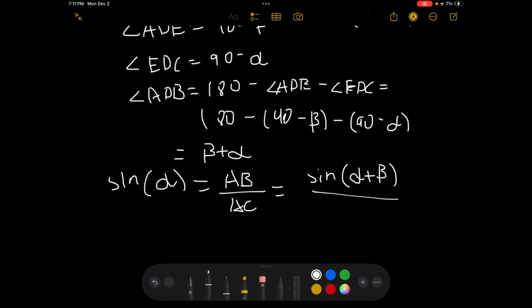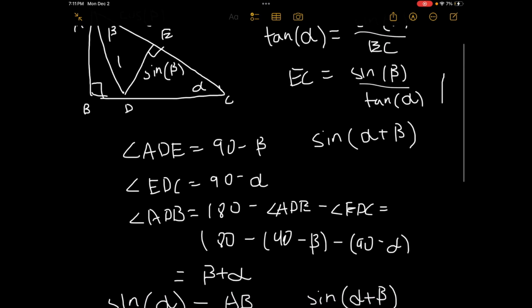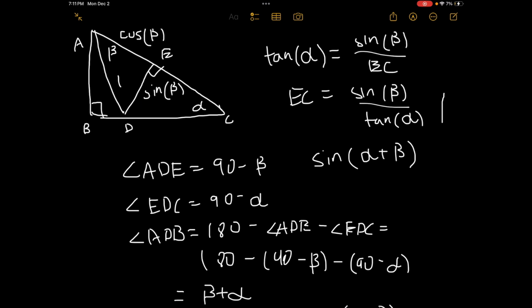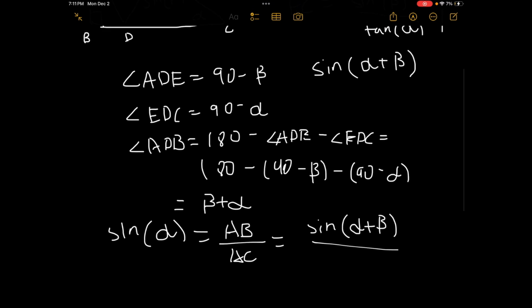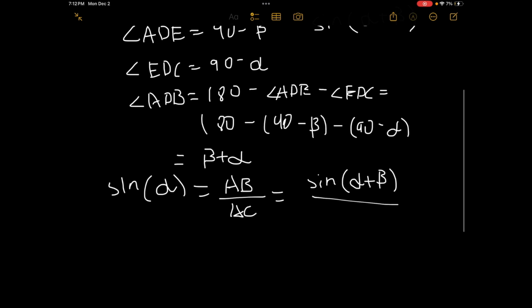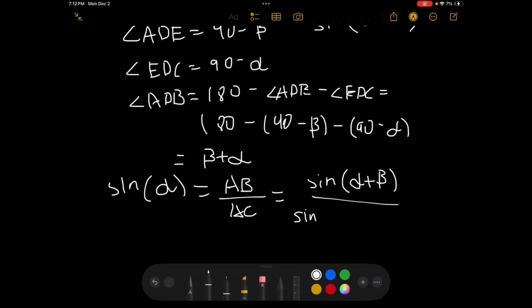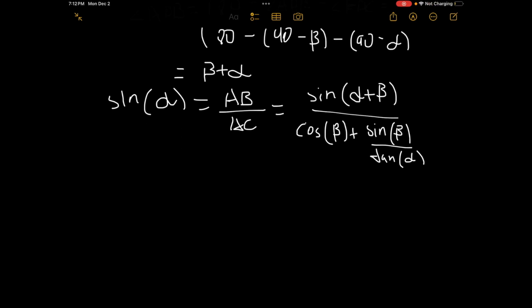And AC is just cosine of angle B plus sine of angle B divided by tangent of angle A. So we can actually use this to solve for sine of A plus B.